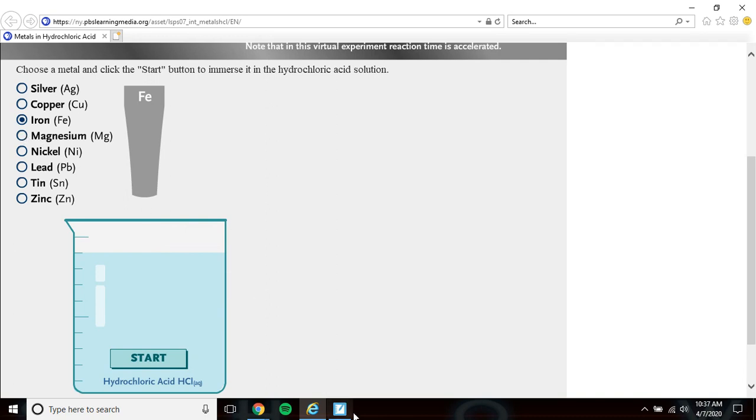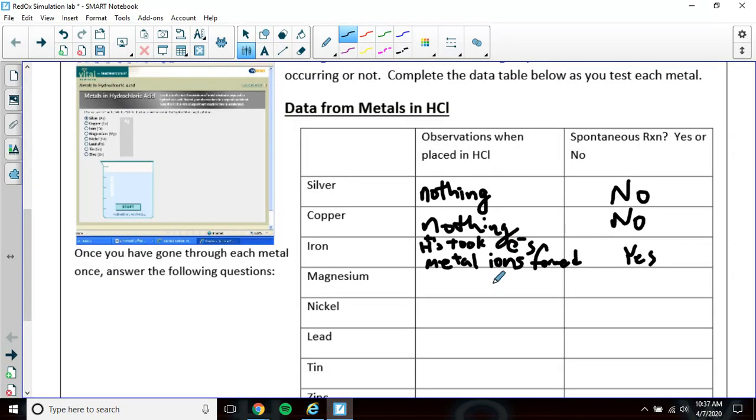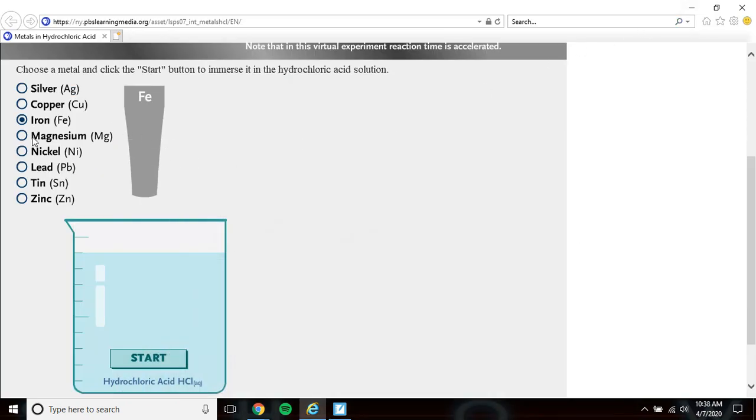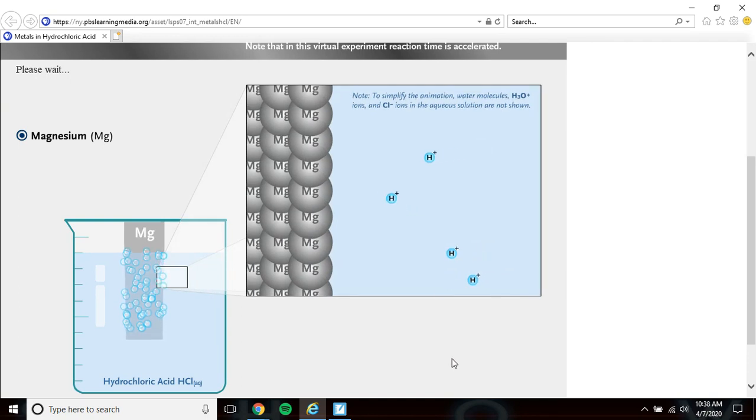And now what I'm going to do is, because I got some stuff written for you, you should kind of get a feel for what happens. You're either going to write nothing, or you're going to write bubbles formed, or you're going to write something about those ions. And I'm not going to come back to this page for a minute. I'm going to let you see what happens and let you decide for yourself what to write. Okay, so I'm going to put magnesium in. Ooh, there's even more bubbles, right?